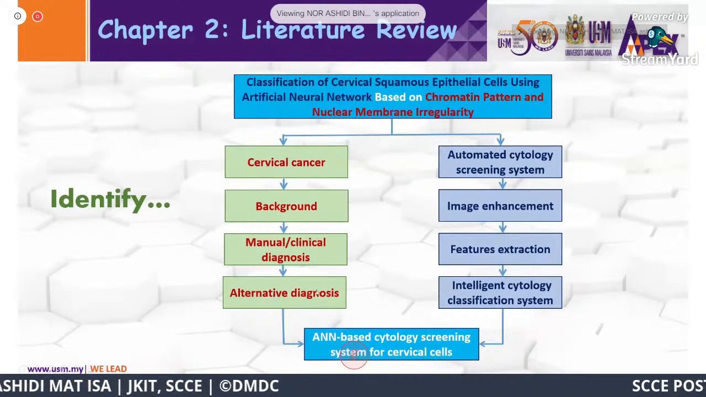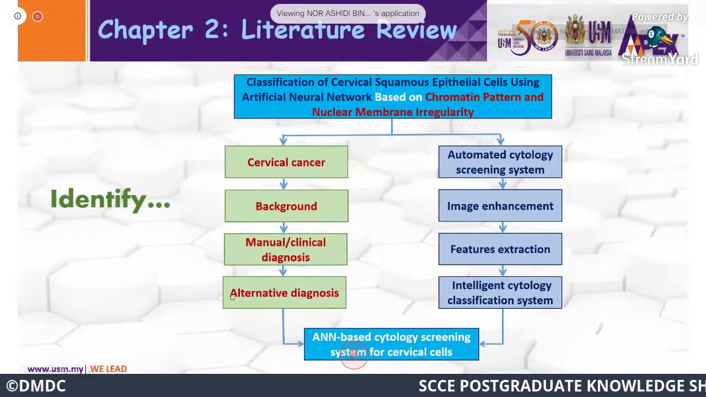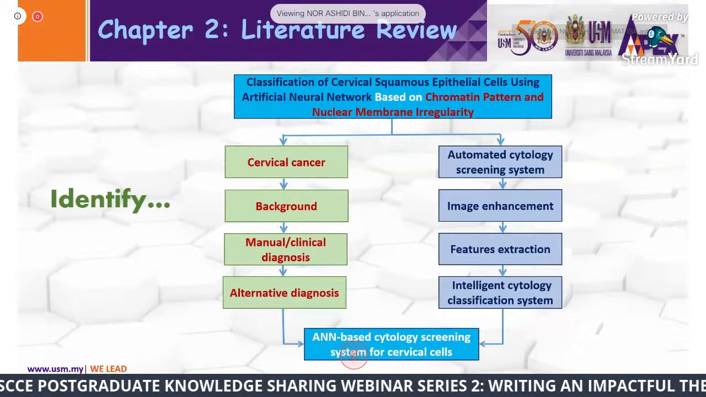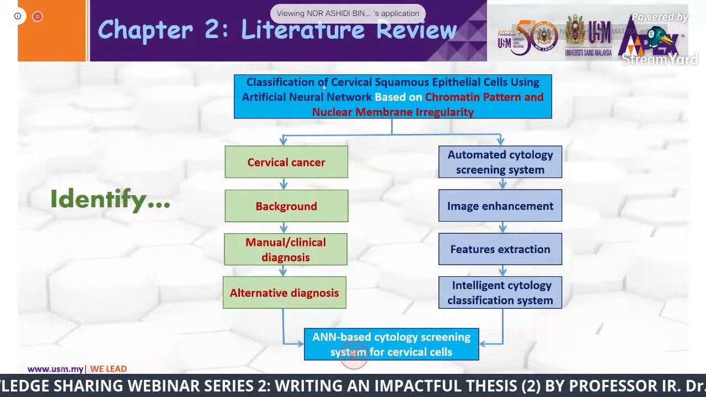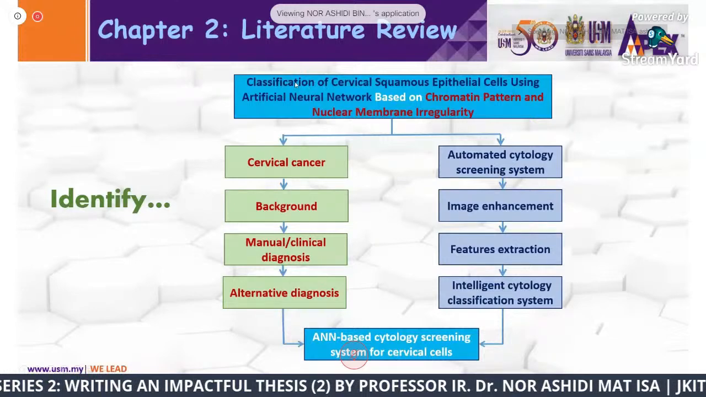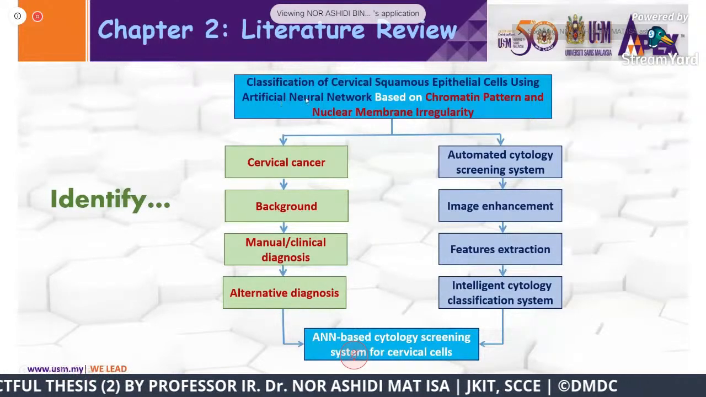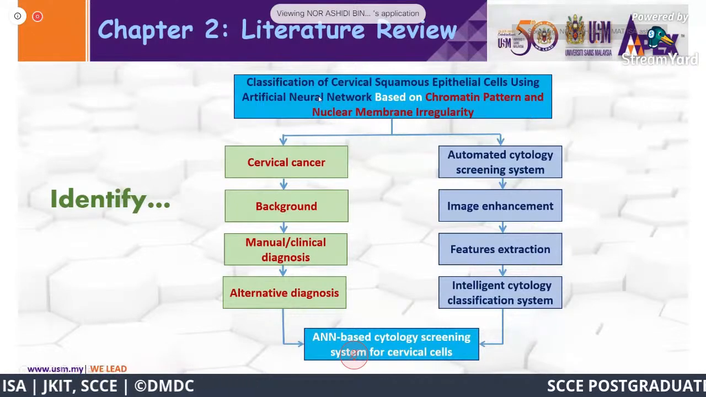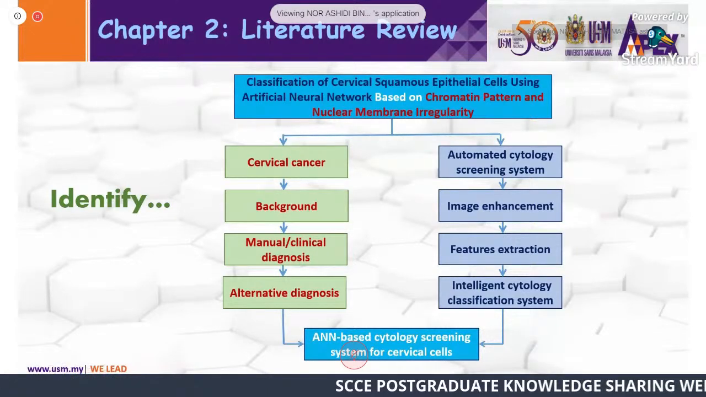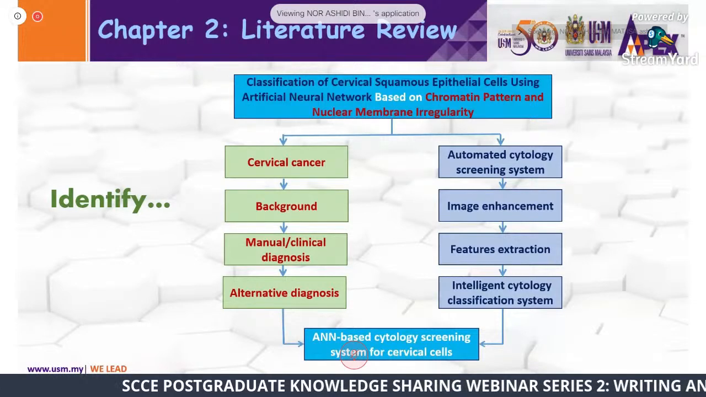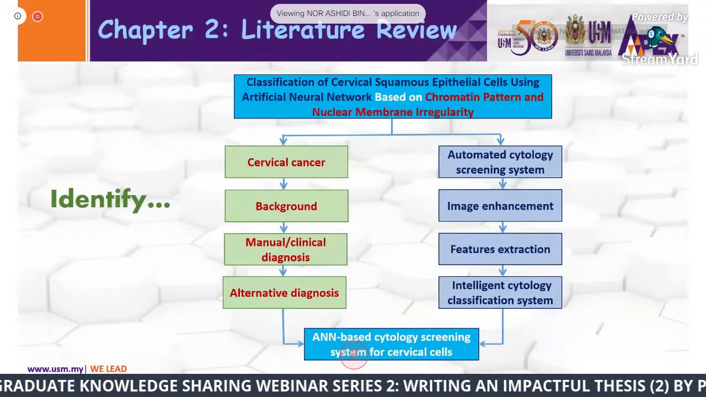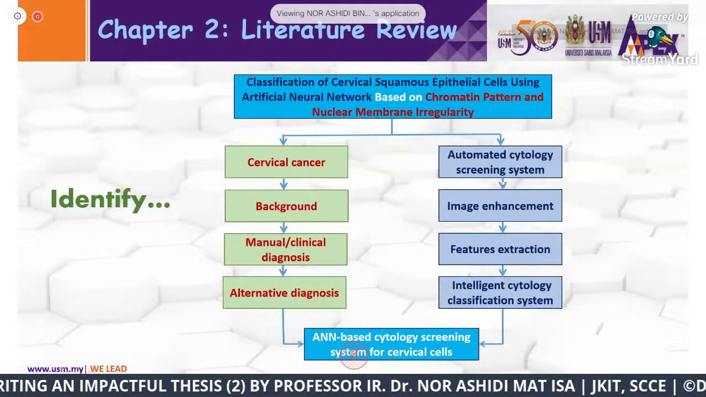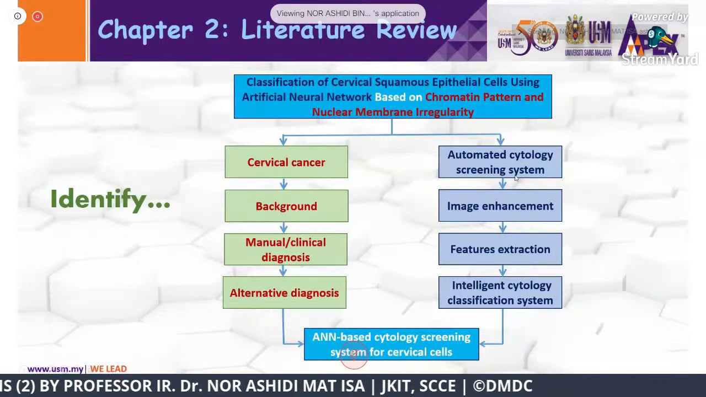So I need to identify what the problems are here, to be set as my main research gaps. Then I also have the intelligence system, because I want to know what the actual problem of the current intelligence system is, so that we can propose a new system. My system must be capable of better performance compared to the previous one. That's why I need to start with the intelligence system, which is the automated cytology screening system.